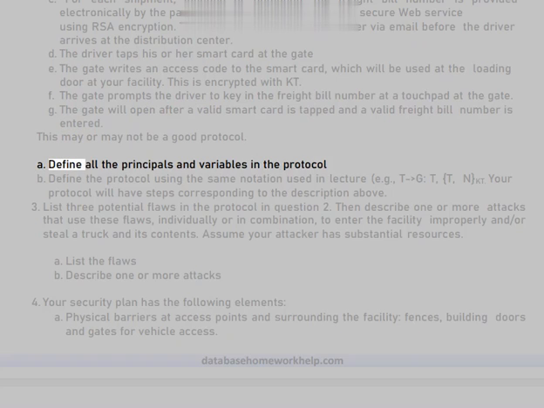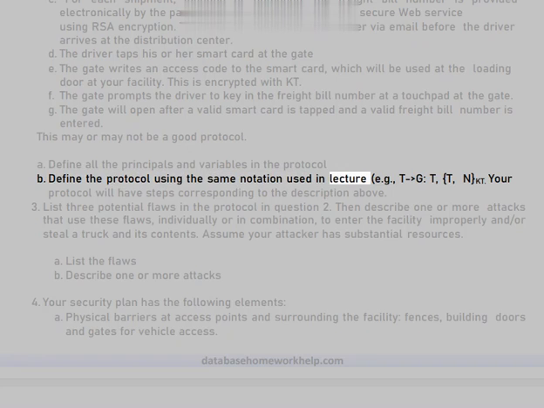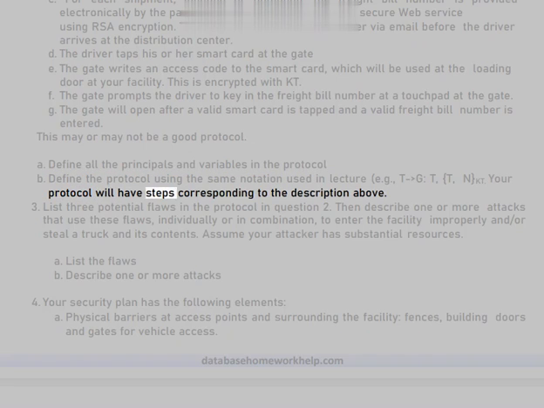A. Define all the principals and variables in the protocol. B. Define the protocol using the same notation used in lecture, for example, T-G, T, T, N, KT. Your protocol will have steps corresponding to the description above.